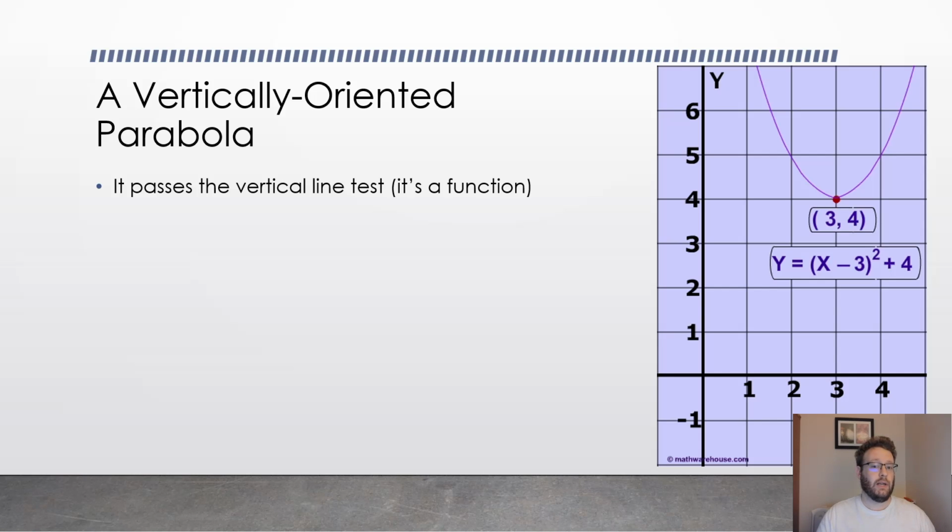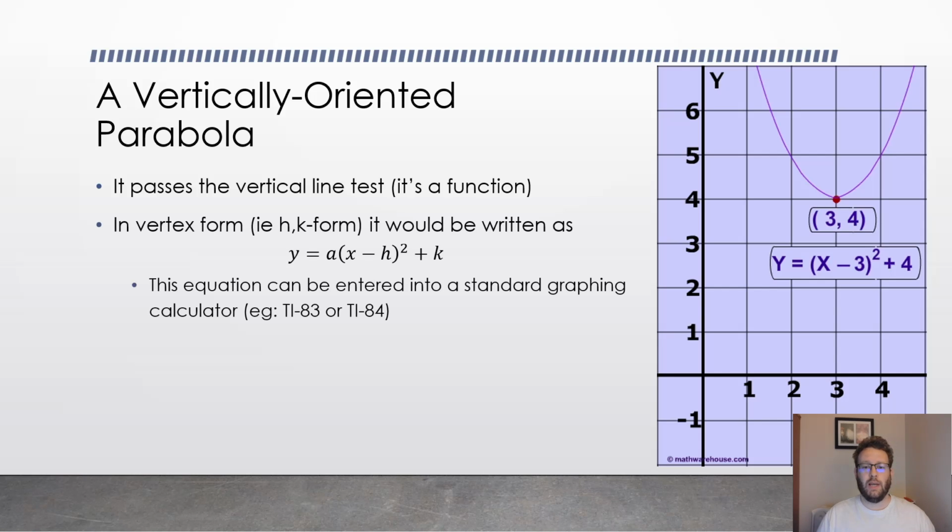It is worth noting that our vertex form would be written as y equals some number a times x minus h squared plus k, where h is the x coordinate of our vertex and k is the y coordinate. This is what we would call the hk or vertex form. And again, this can be graphed very easily into most systems that we would be using in classes. And it also has an axis of symmetry at x equals h.